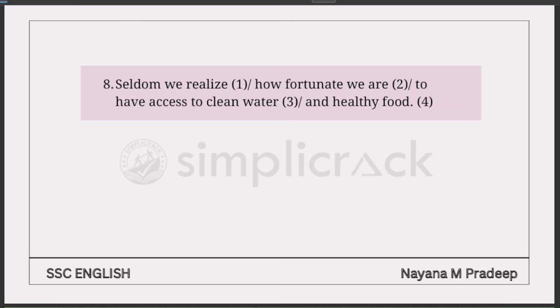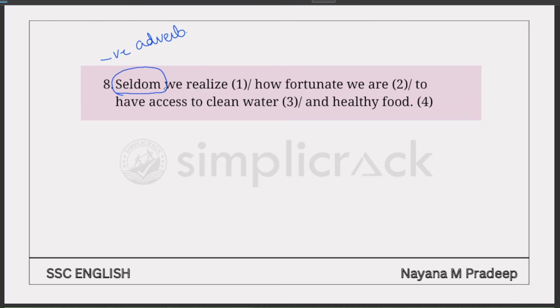Next question. Seldom we realize how fortunate we are to have access to clean water and healthy food. What is wrong here? Here, the error is in the structure of the sentence. Here also we have started with the negative adverb.